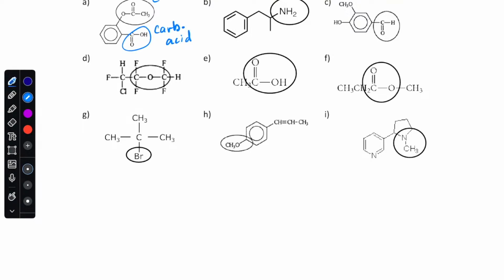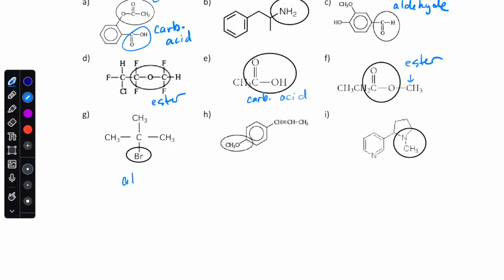Okay. This one is an amine on B. C, that's an aldehyde. D, it's an ester. This is a carboxylic acid as well. I'm just going to abbreviate that. So that is a carbon double bond oxygen carbonyl group attached to an OH. F, carbonyl group, oxygen, and another carbon over here makes this an ester.